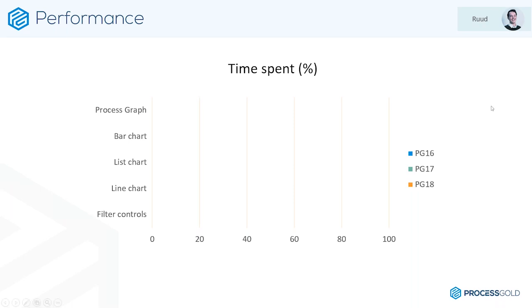Yes, thank you, Martijn. Well, let's just get started with the numbers. And I'll be showing you a comparison between our last two releases. So that's ProcessGold 16 and 17 compared to the new release of ProcessGold 18. And we've split these down into a few of our major components. So this is the process graph, the bar charts, the list charts, the line charts, and general filter controls.